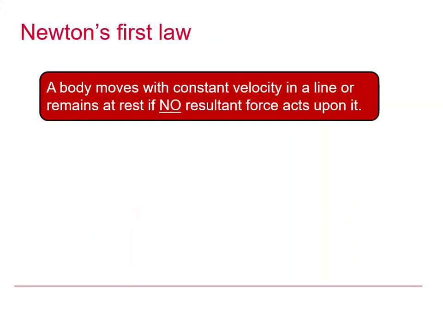The first law is that a body moves with a constant velocity in a line or remains at rest if no resultant force acts upon it. That may appear either very obvious or really quite hard to credit. Certainly when it was first formulated several hundred years ago, Newton was making a revolutionary statement, the idea that things would continue in motion if no forces acted, when to some extent the evidence of the world around is that everything that's in motion eventually stops.